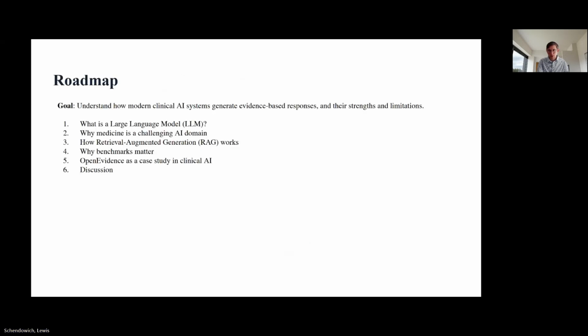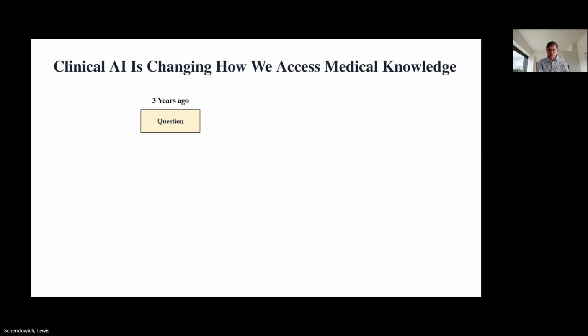So I'll start with the basics of large language models, then explain why medicine is a difficult domain for them. From there, I'll introduce retrieval-augmented generation, or RAG, and why it's important for clinical evidence. We'll then discuss benchmarks, use OpenEvidence as a case example, and end with practical questions on how clinicians should use these tools. So there has been a rapid revolution within medicine over the past few years.